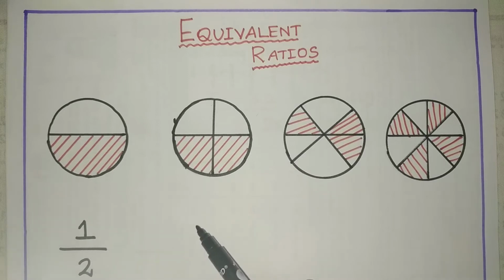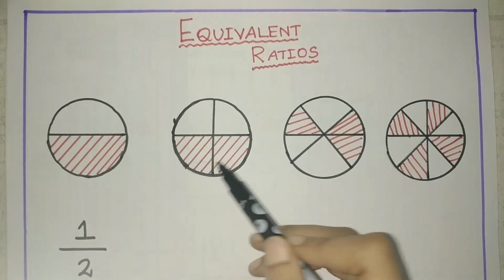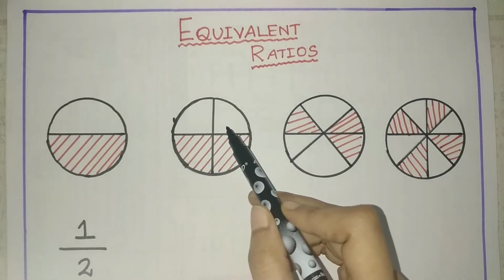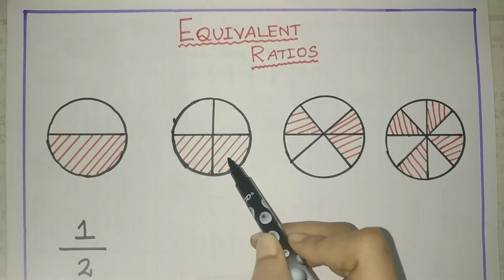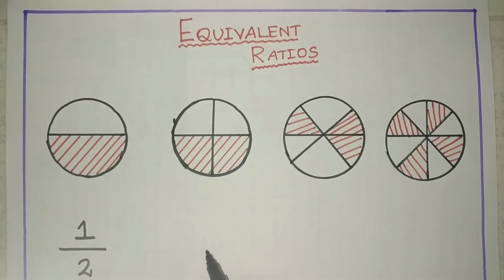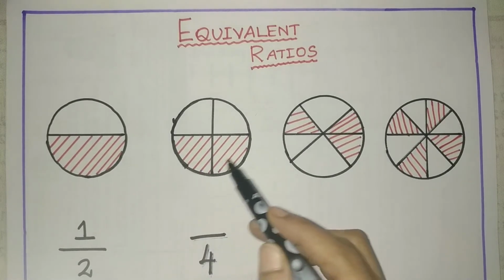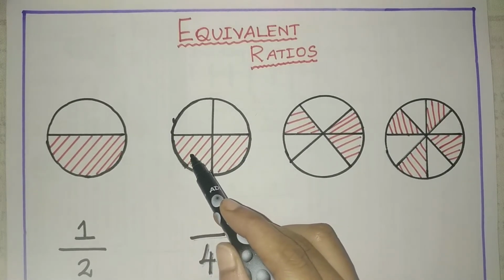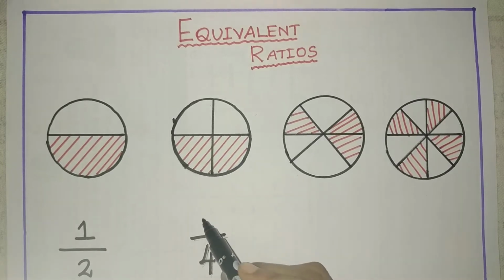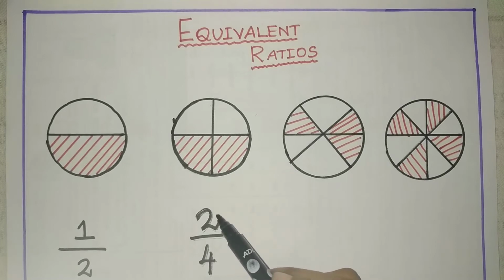Now move on to the next one. How many parts are there? 1, 2, 3 and 4. So totally 4 parts are there. How many parts are shaded? Yes, 1 and 2. So what is the ratio? 2:4. That is nothing but 2 divided by 4.